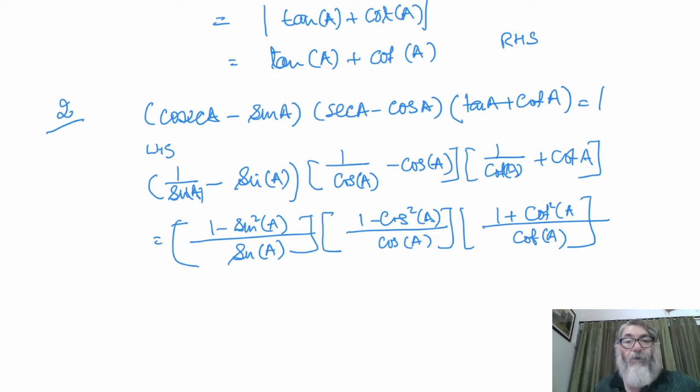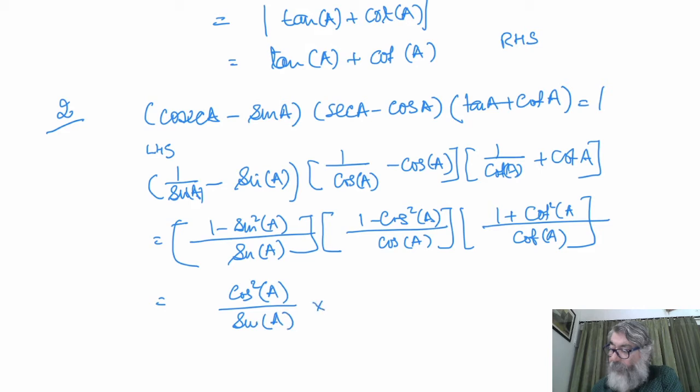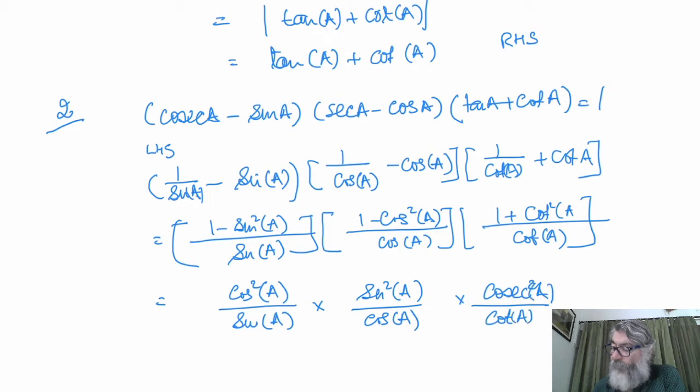Now, if you look at all this, 1 minus sine square A is cos square A. It is cos square A upon sine A. 1 minus cos square A is sine square A upon cos A. You know all these identities. These are basic identities. Cosec square theta minus cot square theta is 1. So 1 plus cot square A will be cosec square A. It will be cosec square A upon cot A.